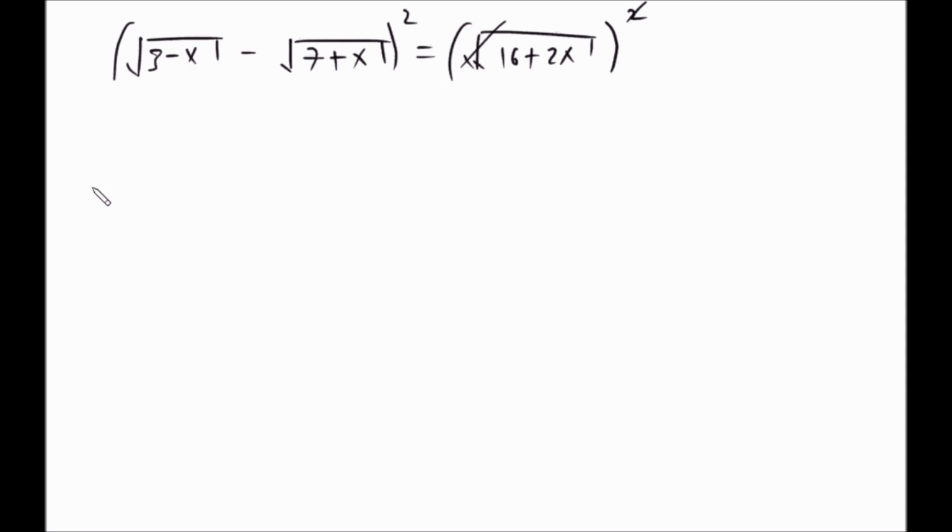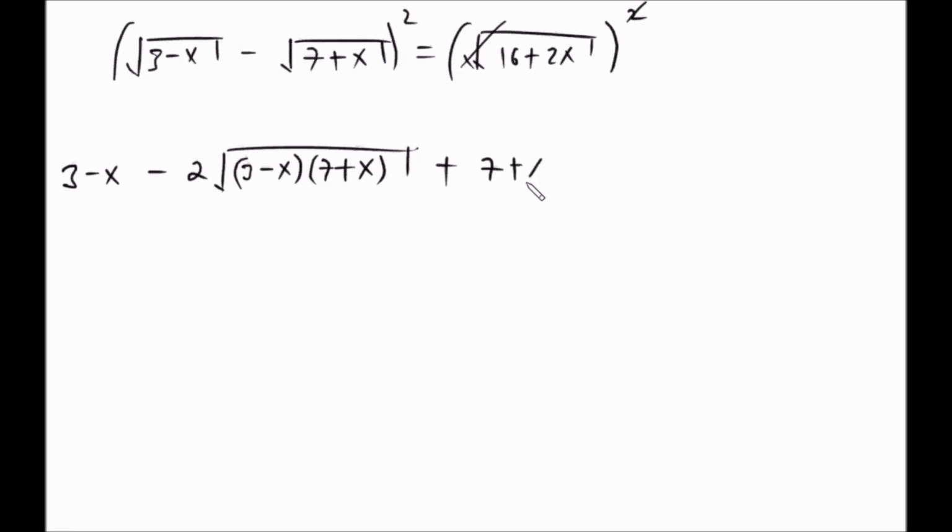But here now I have to multiply, so it's going to be 3 minus x minus 2, the square root of 3 minus x times 7 plus x, and then plus 7 plus x. So when you square the left-hand side of the equation, this is what you get. And the right-hand side of the equation is just going to be 16 plus 2x.